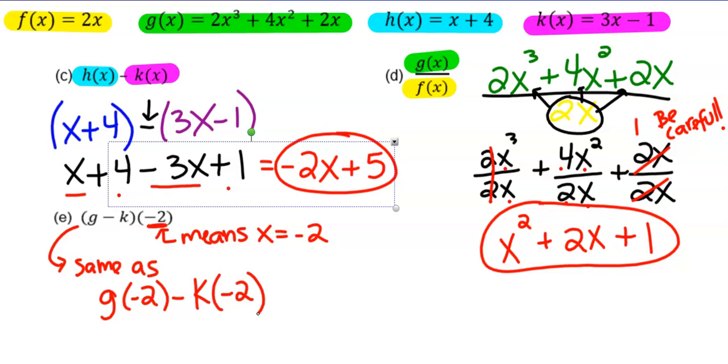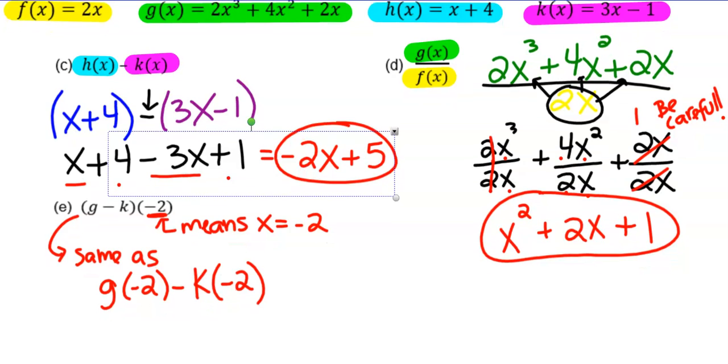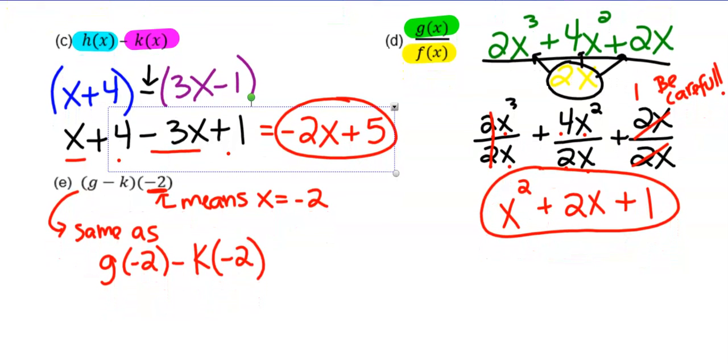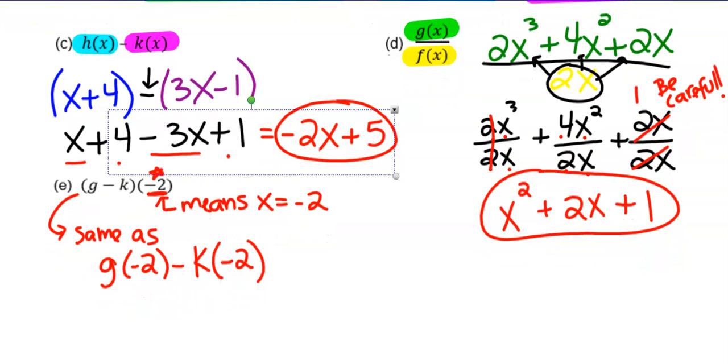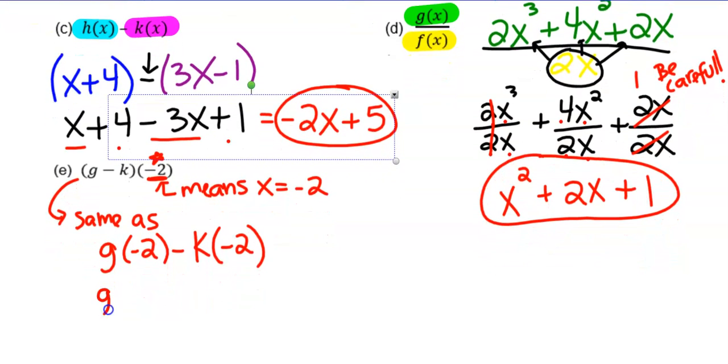Now you can answer this problem in one of 2 ways. You can subtract the g function and the k function first to find the function that represents that and then plug in a negative 2. Or it's more simple if you just evaluate g of negative 2 and k of negative 2 separately and subtract the outputs. Because when they give you a number here, they really want to know what's the numerical output. So g of negative 2 means I'm going to plug in a negative 2 for g.